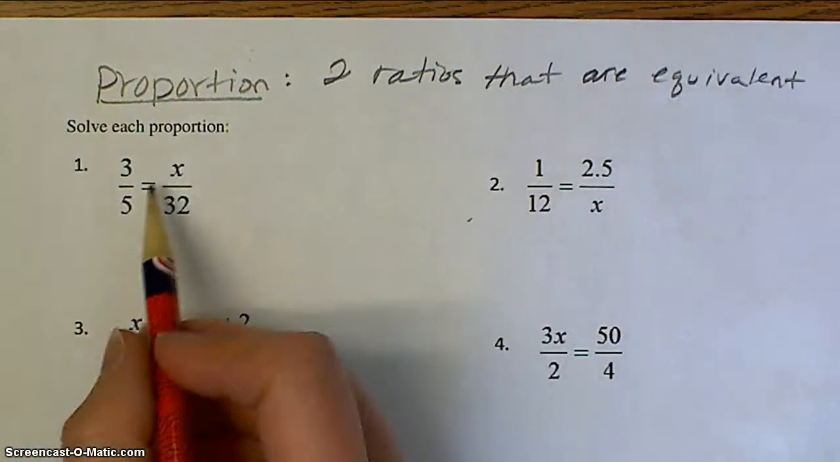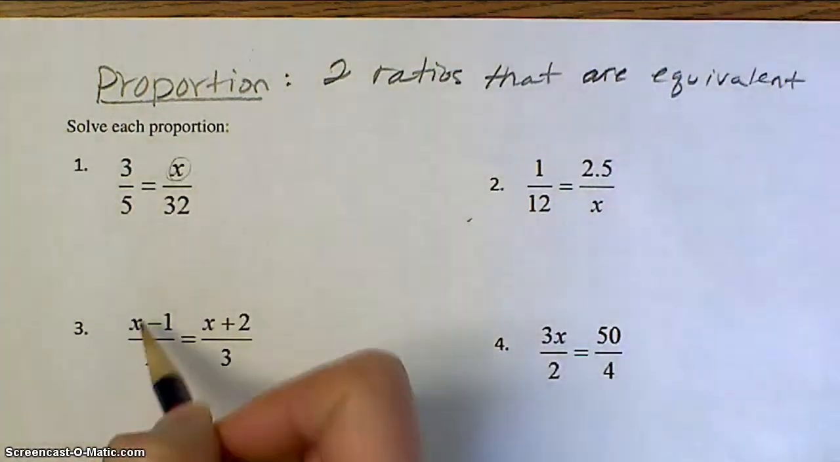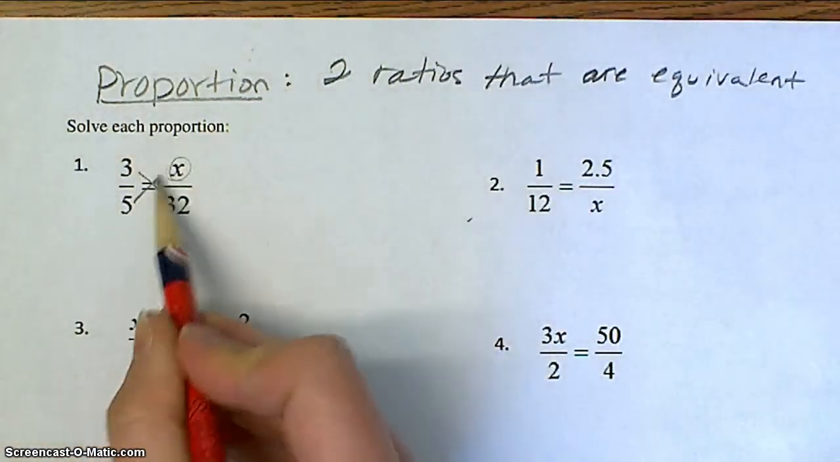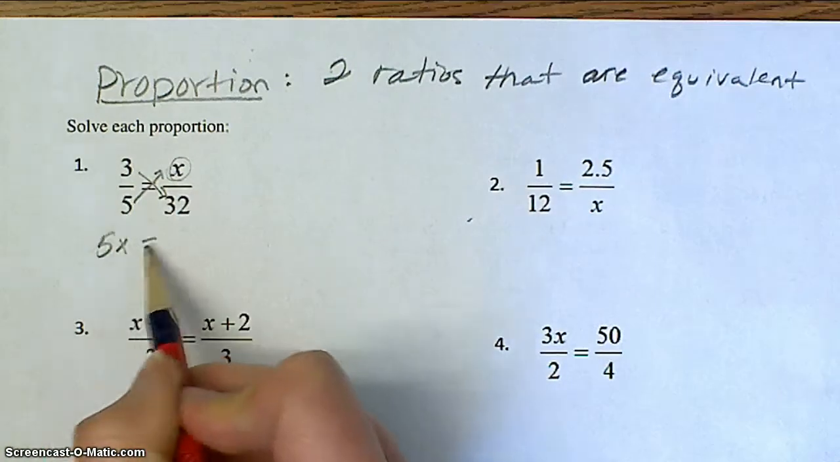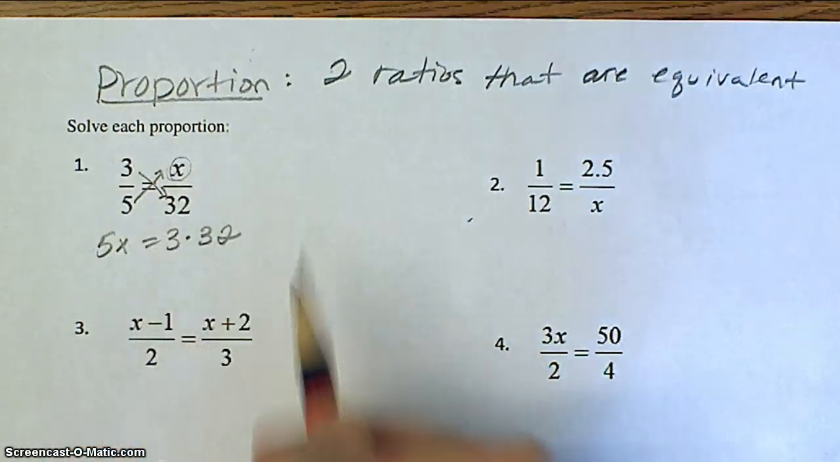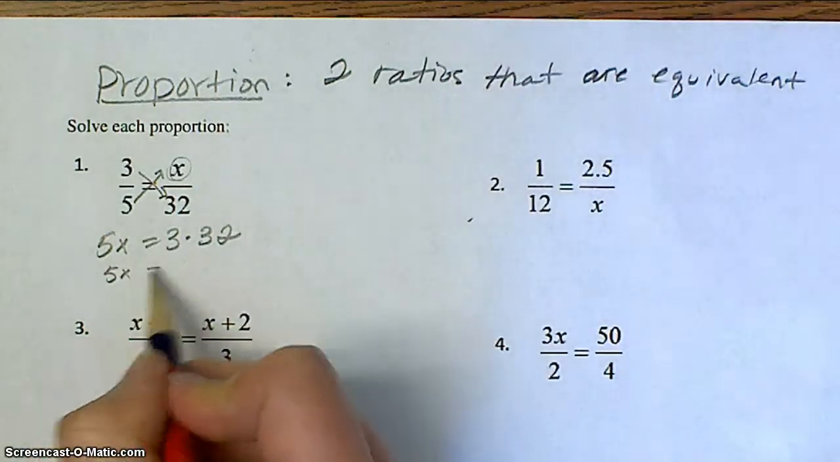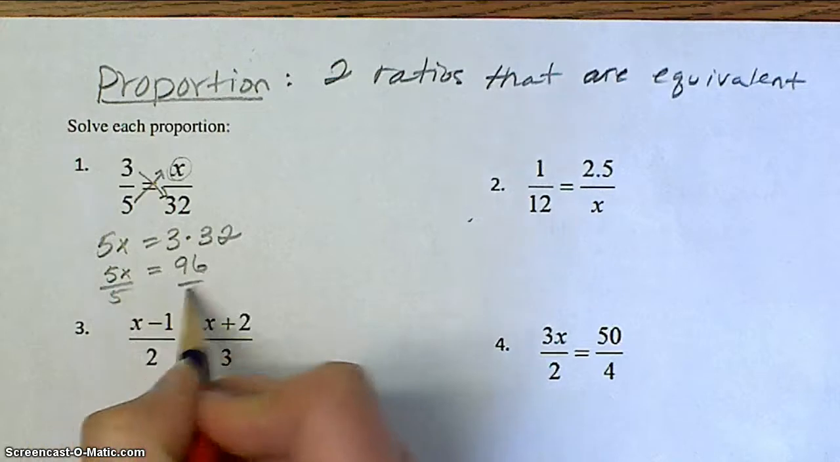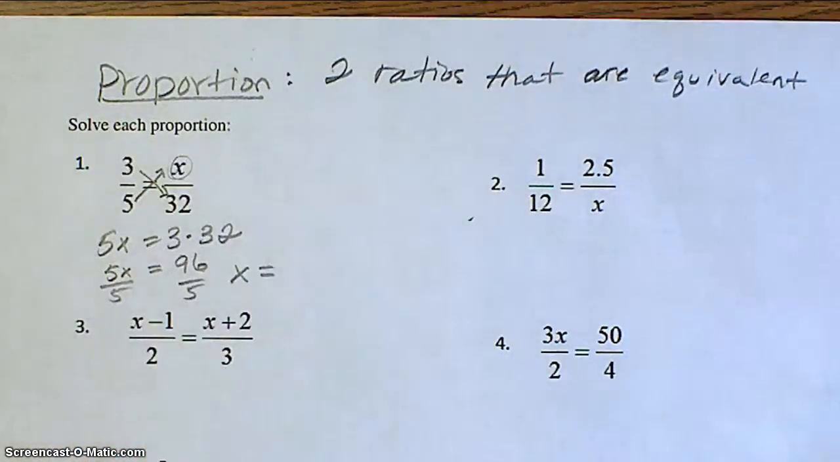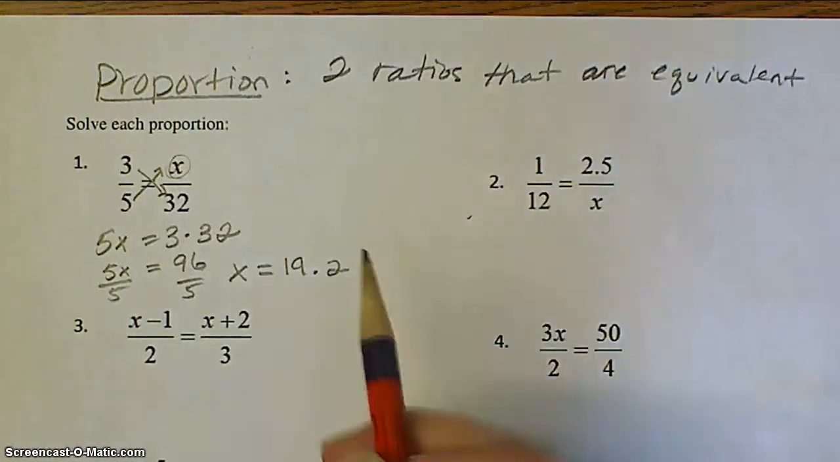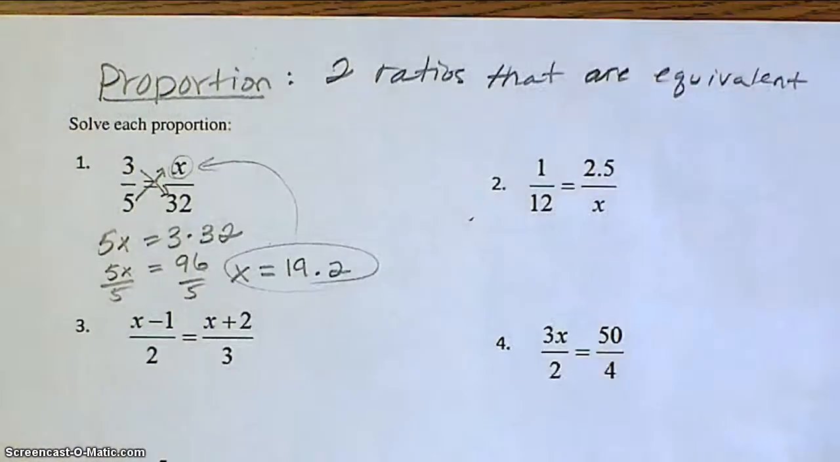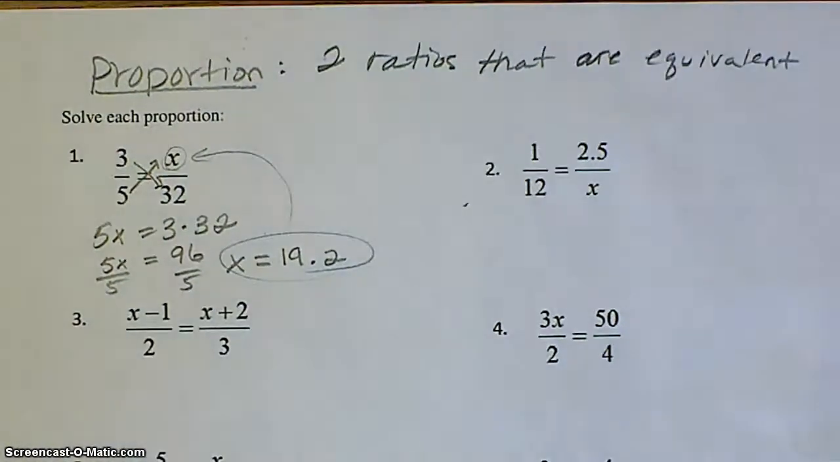So in example number 1, I need to find x. And the way that I'm going to do that is by cross multiplying. You may remember doing something similar to this in Algebra 1. And then you just divide by 5. 19.2. And you could always check by plugging back into x and seeing if that ratio is really equal to 3 to 5. Okay? Let's jump down to question number 3.